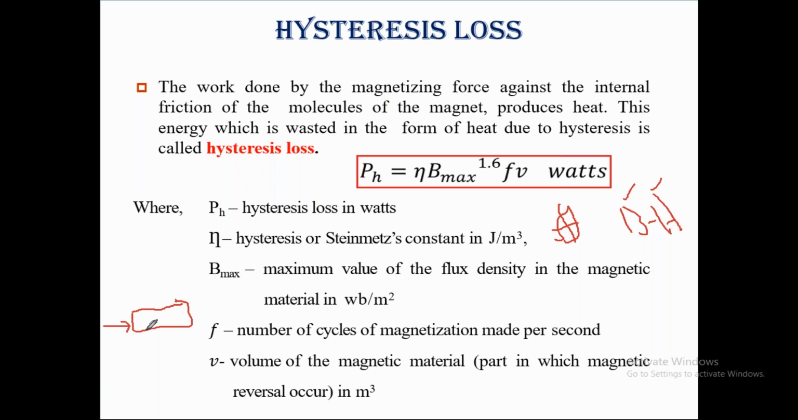Due to this motion, a collision will occur among these protons and electrons. Due to this collision, energy is dissipated. Dissipated in the sense, lost in the form of heat. That heat is due to the hysteresis.